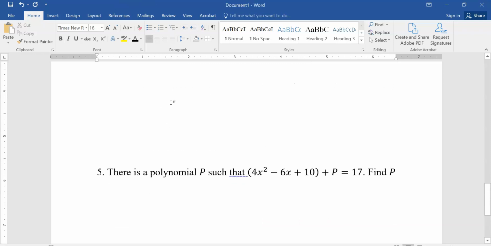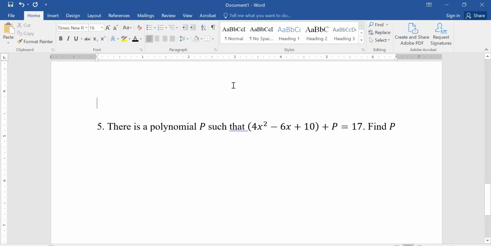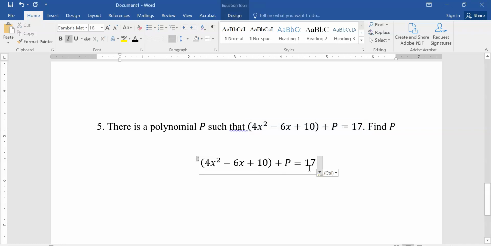Similar approach, or actually the same approach to question 5, we end up with this linear equation, linear in terms of p anyways. And so what we're going to do, I'm going to do this way. Let's type this in. We're going to subtract 4x squared from both sides.